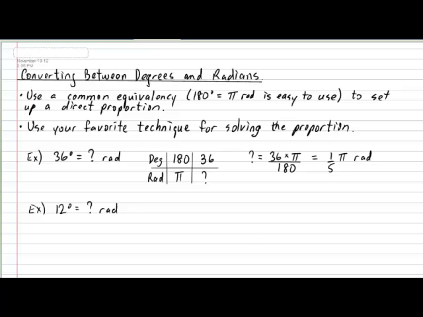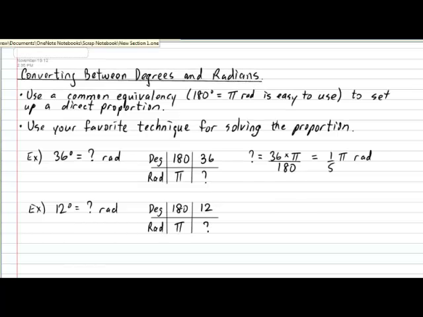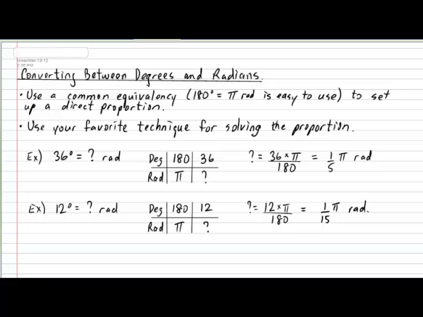So first, I'm going to prepare my direct proportion. Let's fill it in with a commonly known equivalency. I tend to use 180 degrees, which is the same as pi radians. Fill in what I know, and find what I'm missing. Cross-multiplying will produce the following, and when the fraction is reduced correctly, this will produce the following radians, 1/15 pi radians. So we can safely say that 12 degrees is equivalent to 1/15 of pi radians.